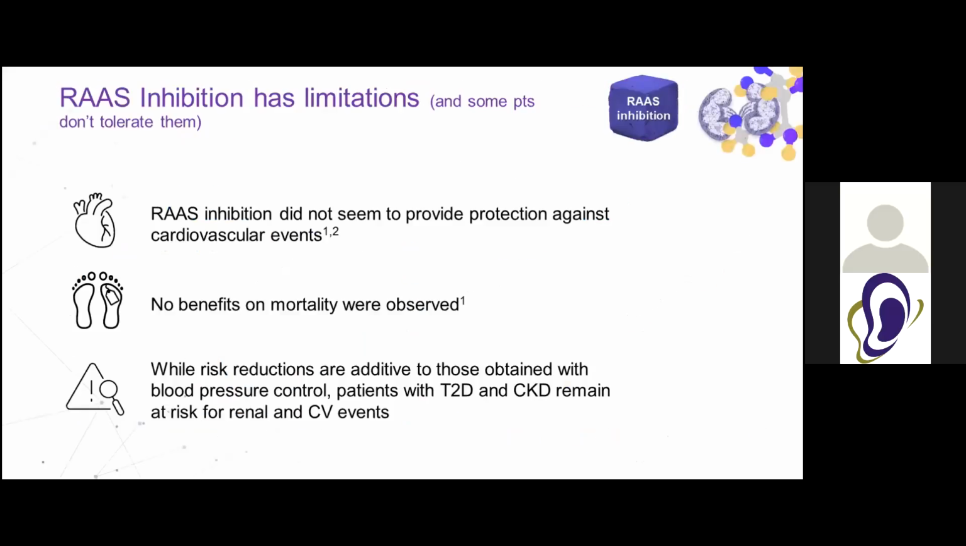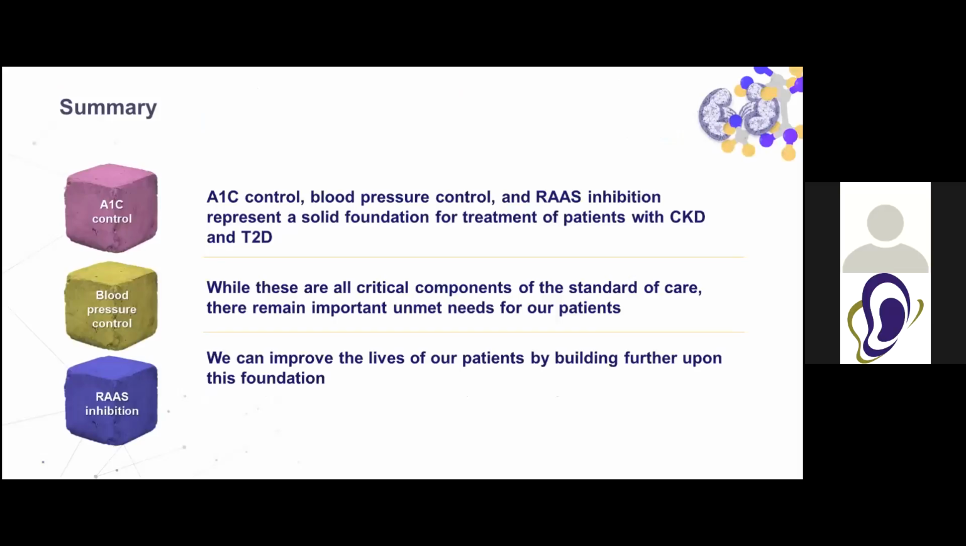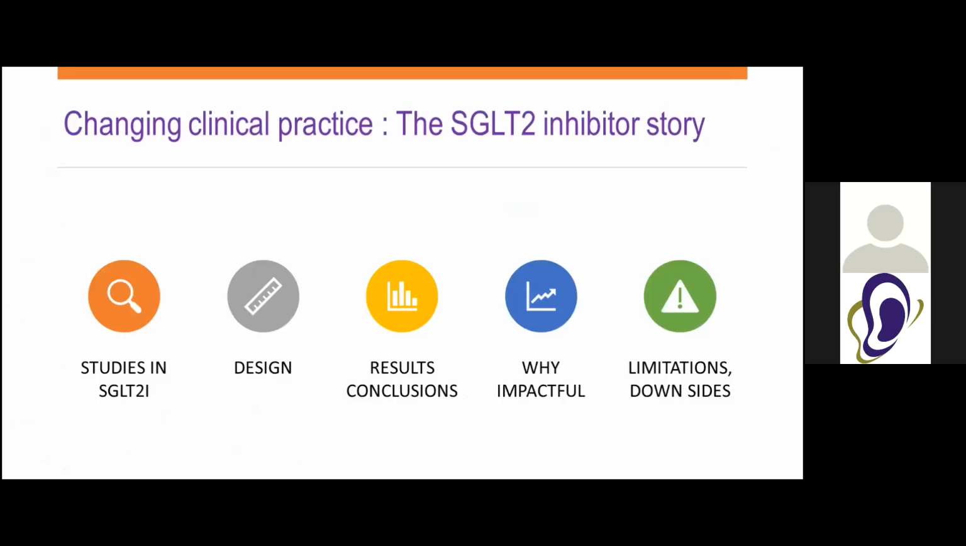The other thing that's interesting is that in the diabetic kidney disease studies, the RAAS inhibition did not provide protection against cardiovascular events. They did not change mortality. And most of the risk reduction in those trials, IDNT and RENAAL, was with respect to delaying progression of kidney disease or going on to dialysis. There's still an ongoing risk for kidney and cardiovascular events. So yes, A1C, yes, blood pressure, and yes, RAAS inhibition as cornerstones. They're all critical components, but we really need to improve the lives of our patients by building further on this rock foundation, if you will.